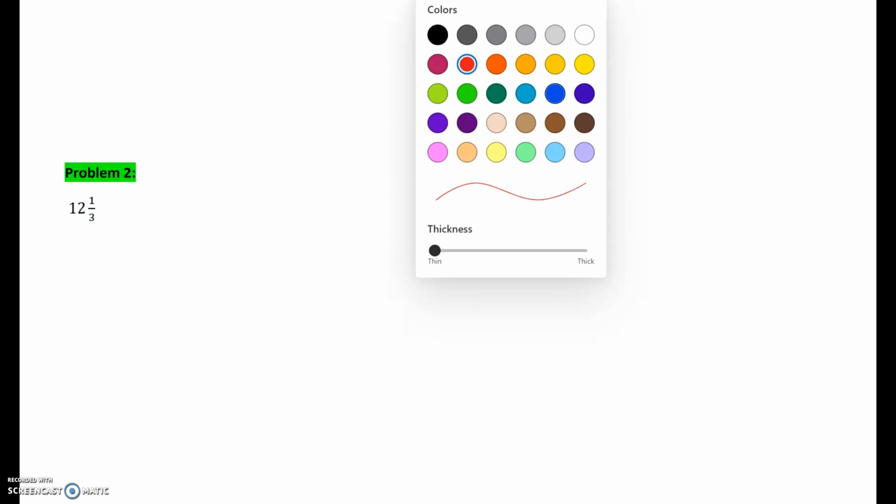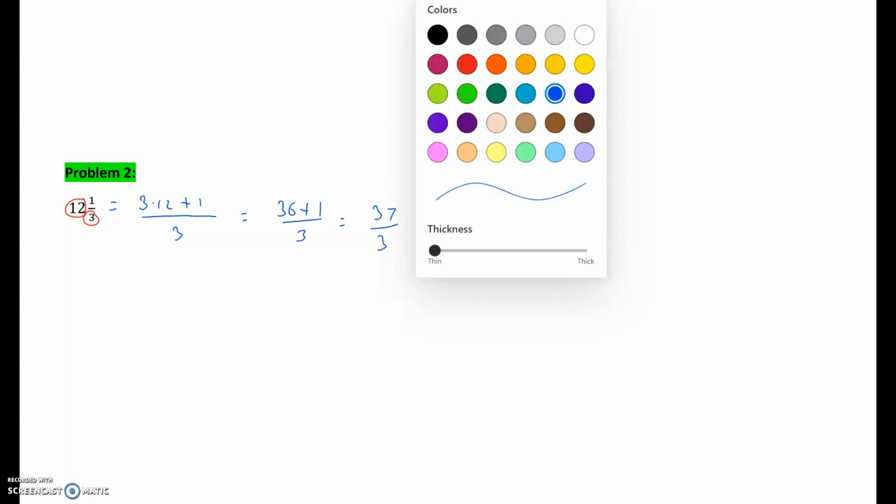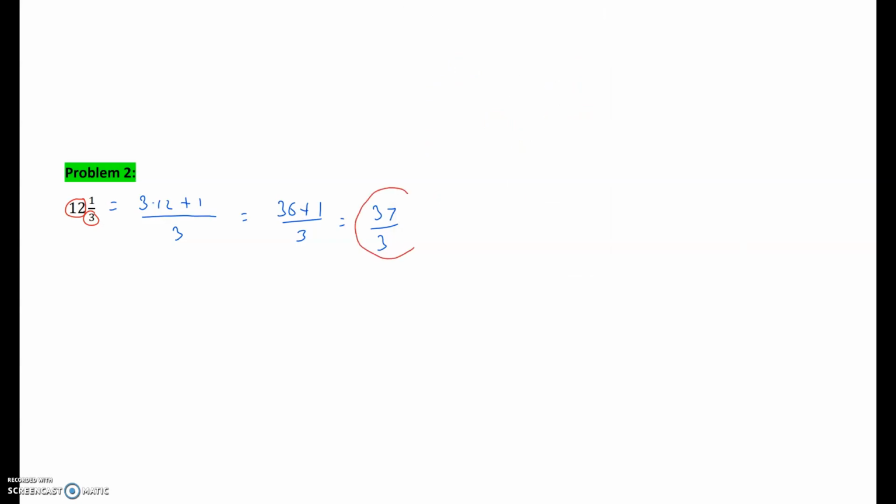Let's take a look at another problem. On this one, this is going to be equal to, and we're going to multiply these two numbers. So in this case, this is equivalent to 3 times 12 plus the value of 1, and then over 3, or well, 36 plus 1 over 3, or the value of 37 over 3, which would be our final answer.